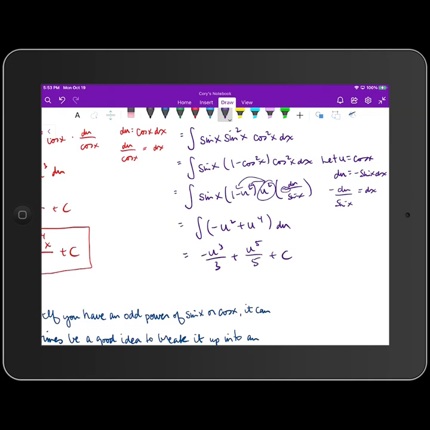So this is going to become negative the cosine cubed of x over 3 plus the cosine of x raised to the 5th power over 5 plus the constant c. And my apologies for copying that wrong.